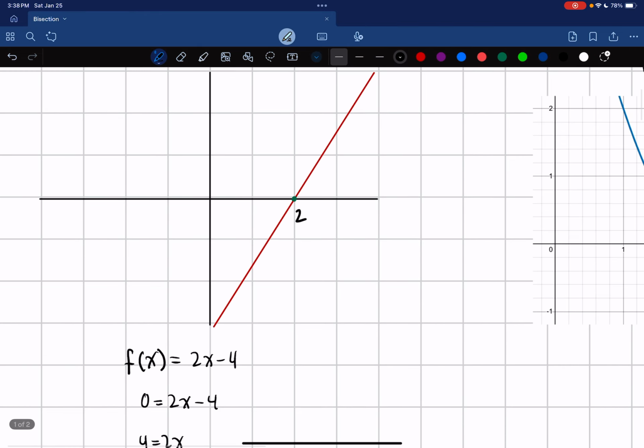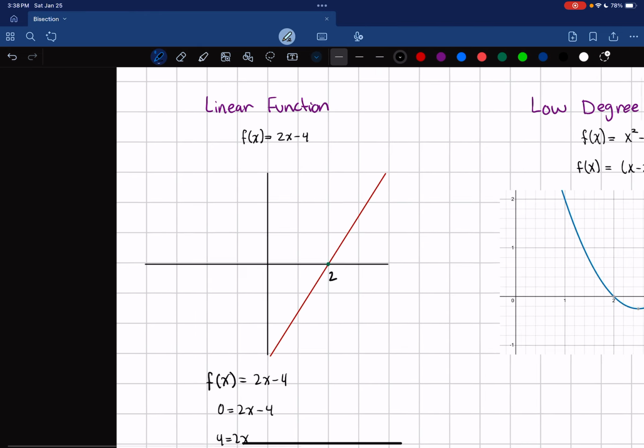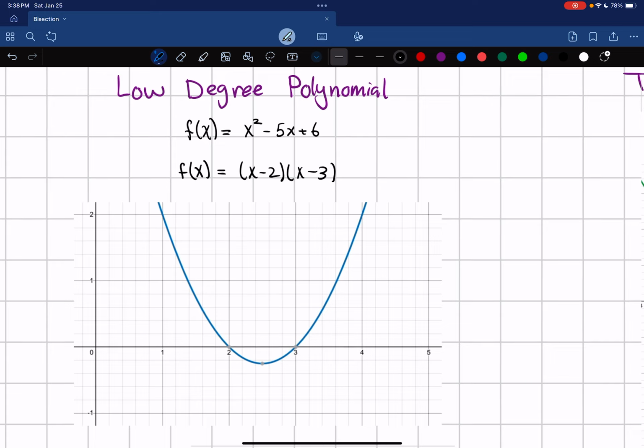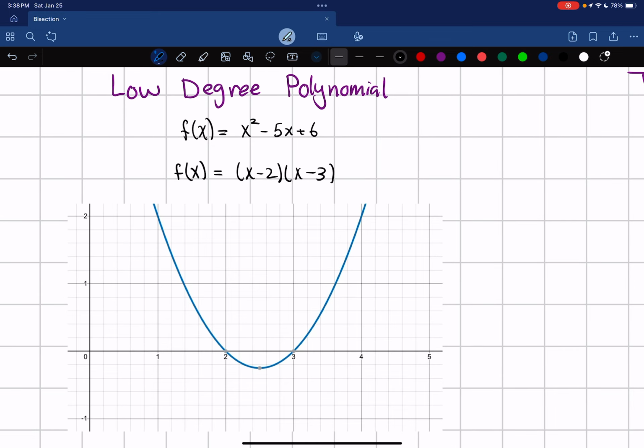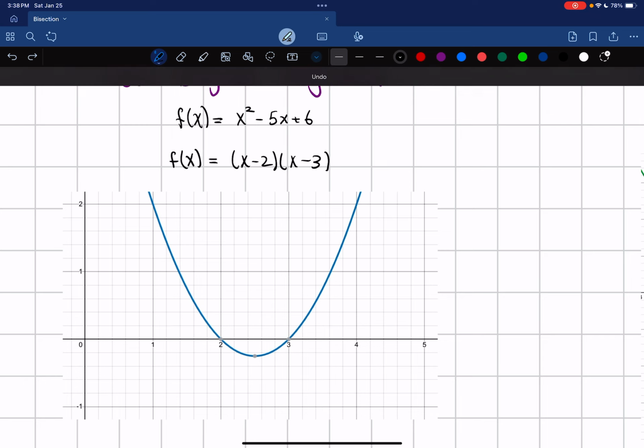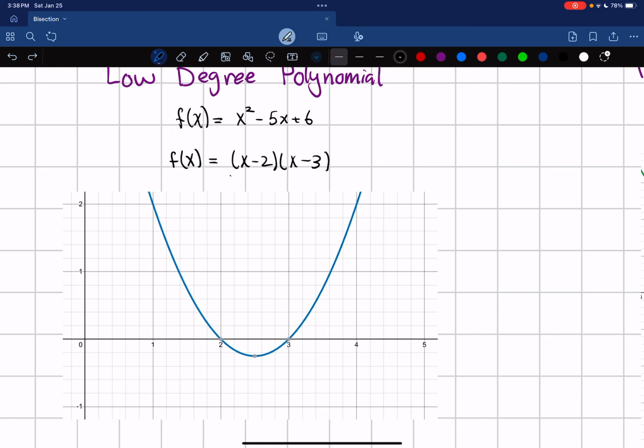And as we could see, same thing here. And so for this one, you don't really need to use something like bisection. You could just do it quickly by hand, and you'll get your answer. For something like a low degree polynomial, you can factor, of course. So this is your original function. And then once you factor it, you'll get something like this.